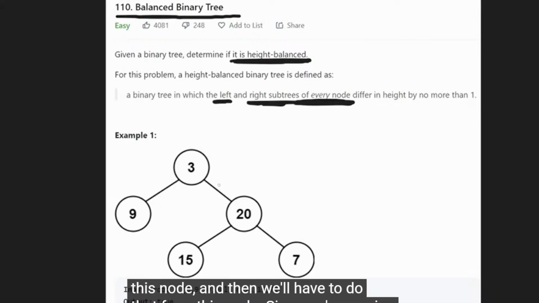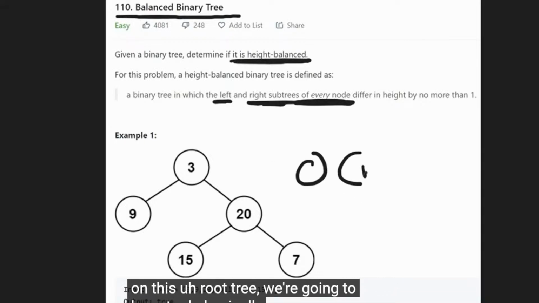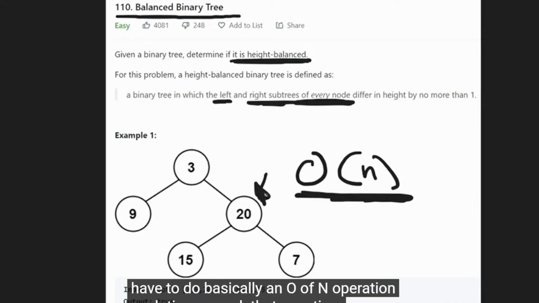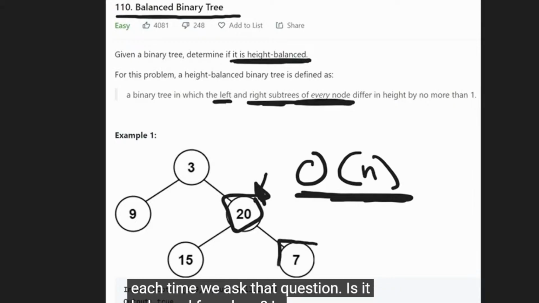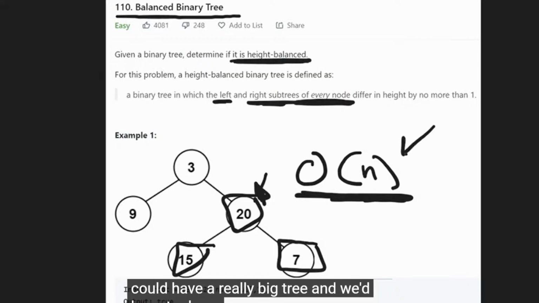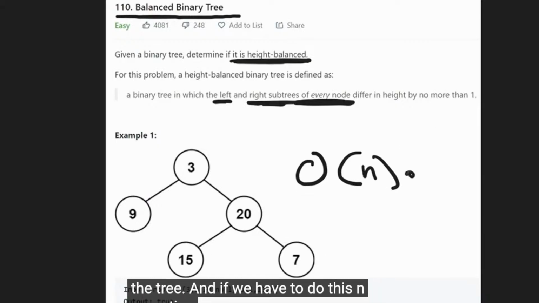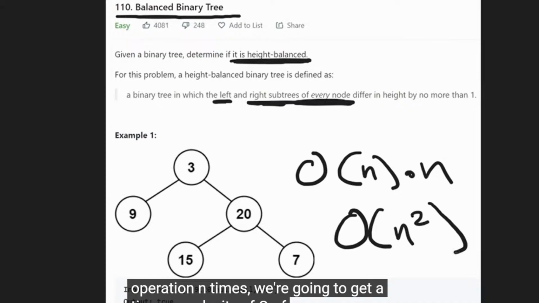Since we're running a recursive DFS on every single subtree on this root tree, we're going to have to do basically an O of n operation each time we ask that question. Is it balanced from here? Is it balanced from here? Is it balanced from here? And we could have a really big tree, and we'd have to do an O of n operation each time. O of n is the number of nodes in the tree, and if we have to do this n operation n times, we're going to get a time complexity of O of n squared.